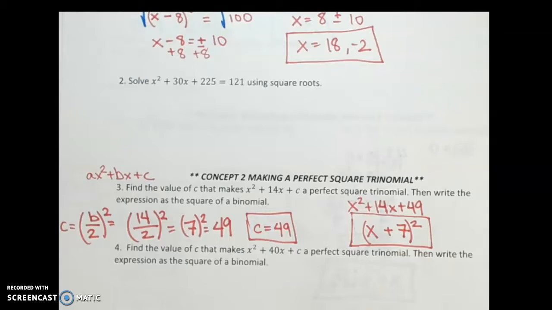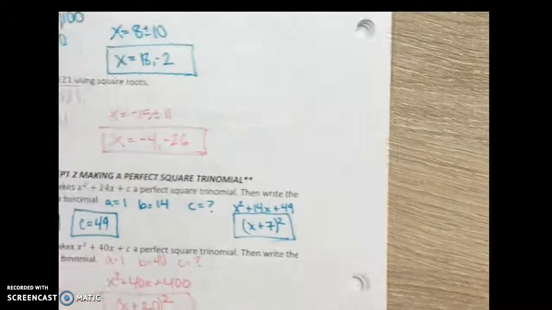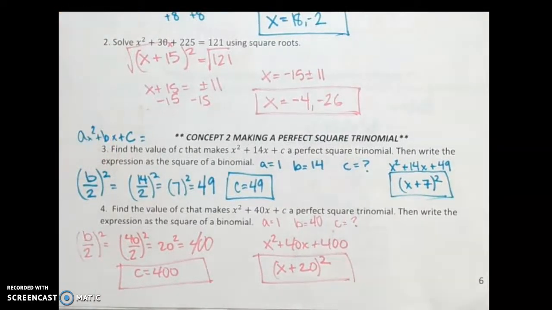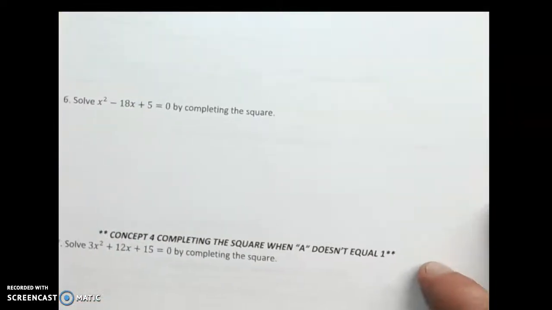Alright. Go ahead and try the same thing for number 4. Now you're going to solve for c. You're going to write it as a trinomial, and then you're going to factor it to a binomial squared. Pause now, because I'm going to show the answer. Alright, c is 400, and then your binomial squared would be x plus 20 squared. Okay, flip it on up. Concept number 3 here.